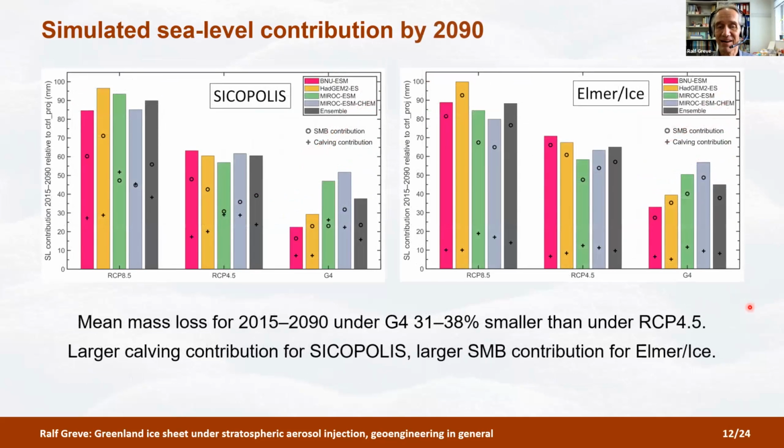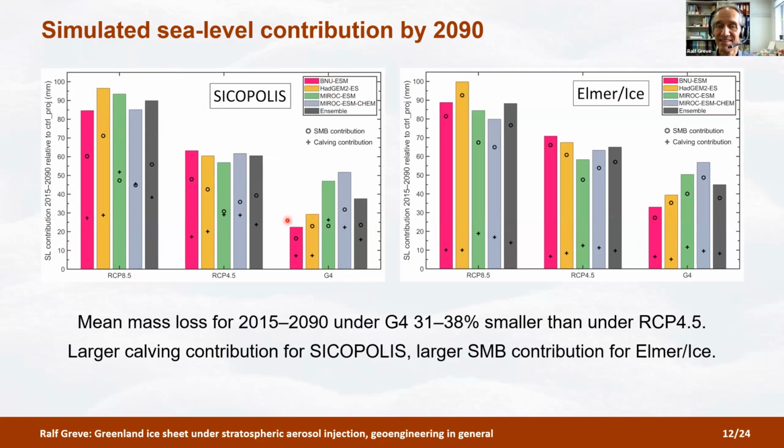Okay, so this now, as I said, is a more detailed look at the simulated sea level contribution at the end of our model time, so by 2090, and now it's relative to control. Again, left is Psychopolis, right is Elmer Ice. These five bars are the RCP 8.5, 4.5, and G4 scenarios. The four colored bars are the four individual Earth system models, and the dark gray bar to the right is in all cases the ensemble result.